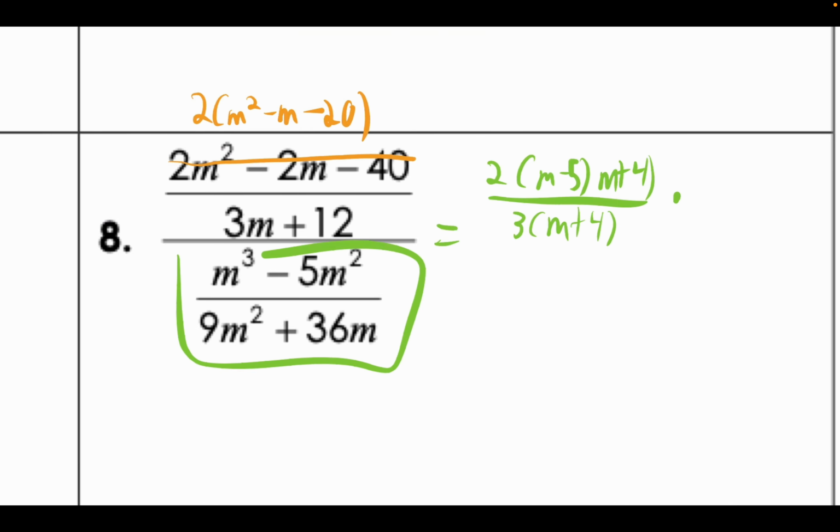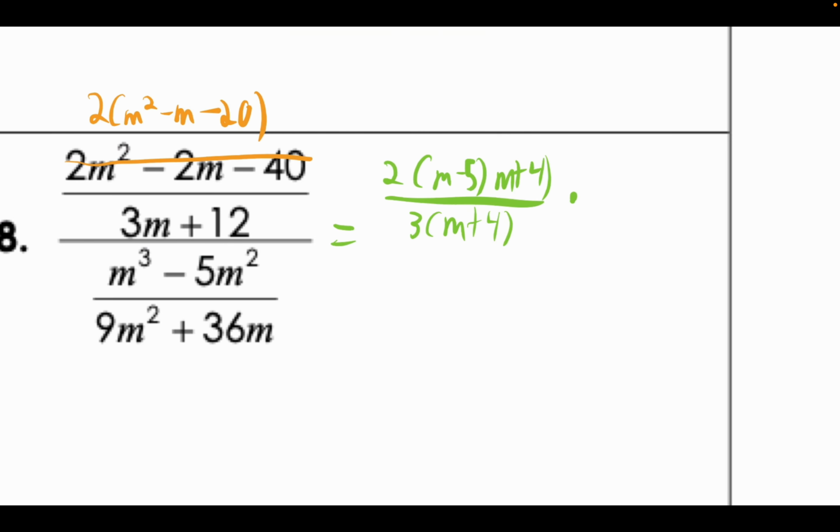Then I reciprocate this one and factor out the GCF on the current denominator, but about to be the numerator. And the GCF there is 9m, giving me m plus 4. Then the new denominator m cubed minus 5m squared has a GCF of m squared, giving us m minus 5.